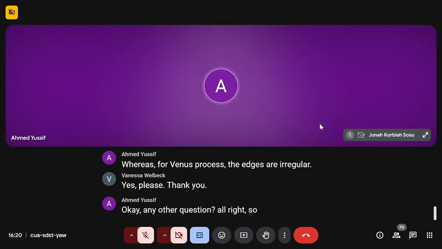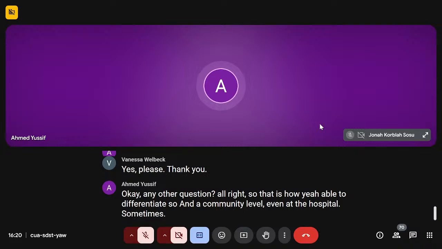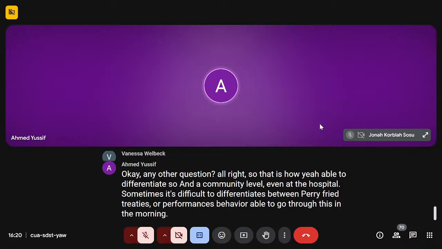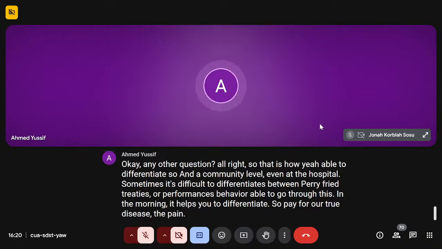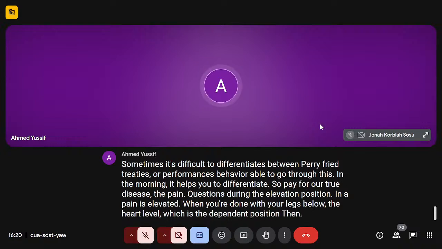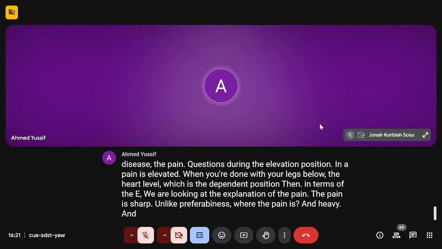All right. So that is how you're able to differentiate. So at a community level or even at the hospital, sometimes it's difficult to differentiate between peripheral artery disease or peripheral venous disease. But if you're able to go through this mnemonic, it helps you to differentiate. So peripheral artery disease, the pain worsens during the elevation position. And the pain is alleviated when you dangle your legs below the heart level, which is the dependent position. Then, in terms of the E, you are looking at the explanation of the pain. The pain is sharp, unlike peripheral venous, where the pain is heavy and dull.